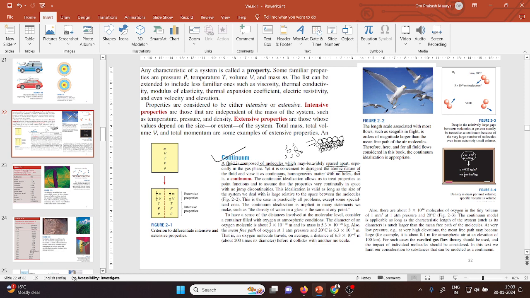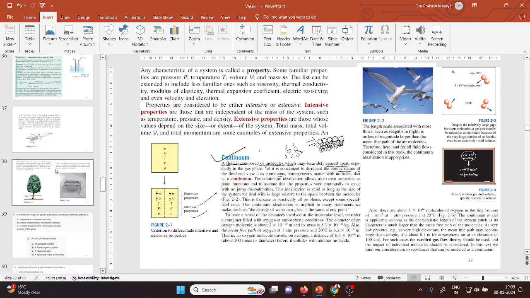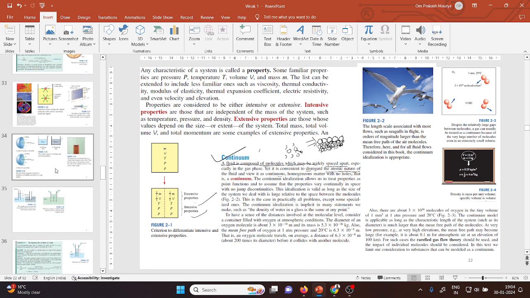These things we know about the continuum. Moving ahead, you will learn more about it. Next is the extensive property and the intensive property. It is also important to know what is extensive and what is intensive. After that, we have the questions.